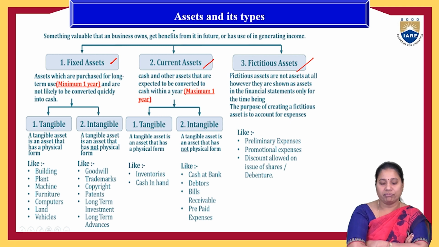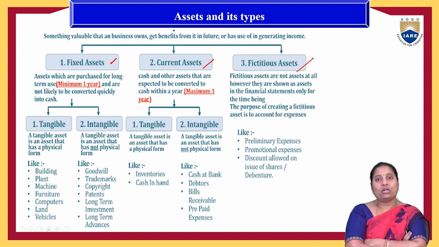We can feel them. Tangible assets are buildings, land, machineries, computers, vehicles, etc. Whereas the intangible assets are goodwill, trademarks, copyrights, patent rights, long-term investments, long-term advancements. All these are called intangible fixed assets. So these are related to IPRs, intellectual property rights.